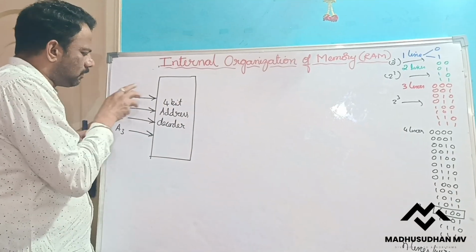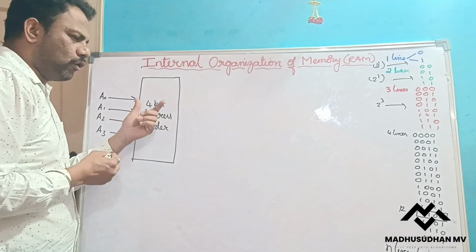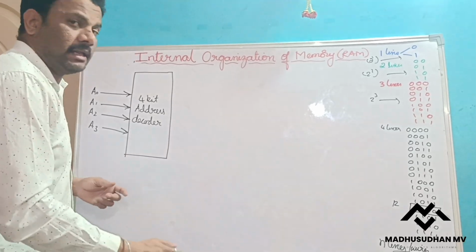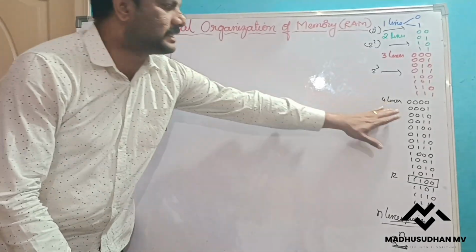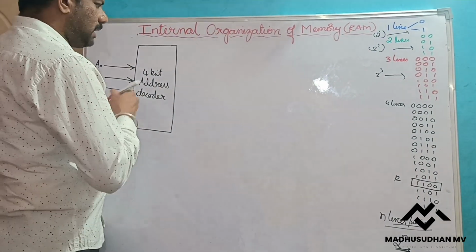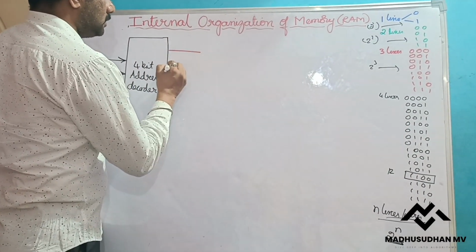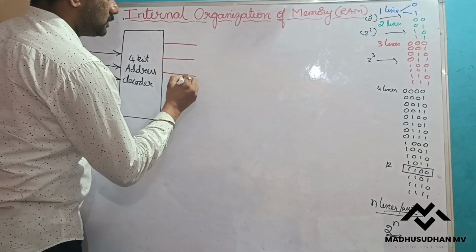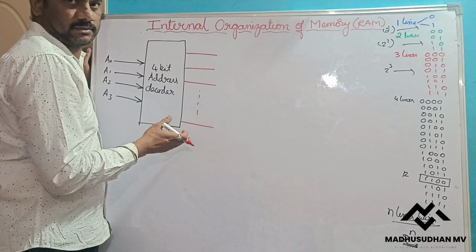So for that I am using the decoder circuit. Since I am giving 4-bit input, this is a 4-bit address decoder. Now, with a 4-bit address decoder, how many possibilities? 2 to the power of 4 is 16. So that means I will get 16 lines: 1, 2, 3, like that, maximum 16 lines.